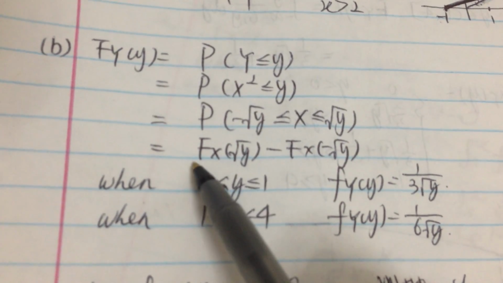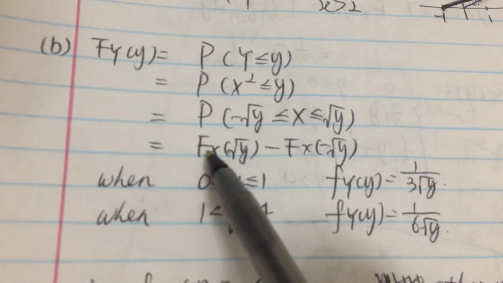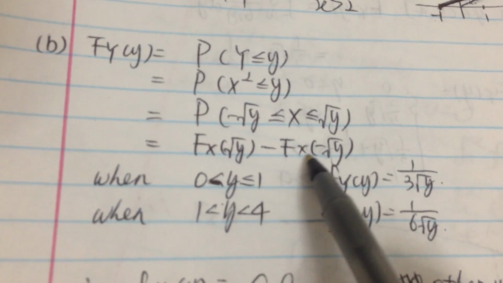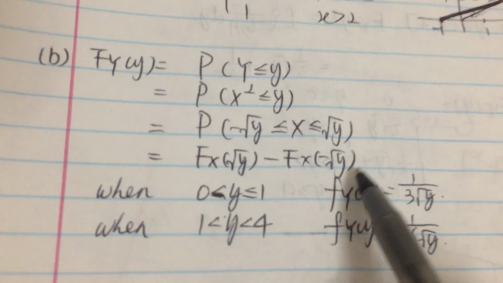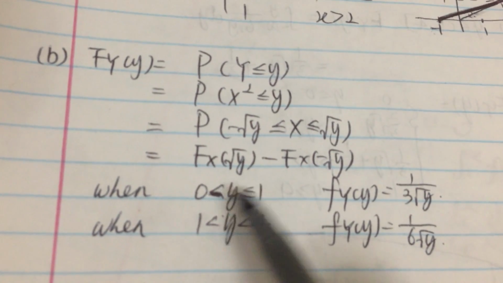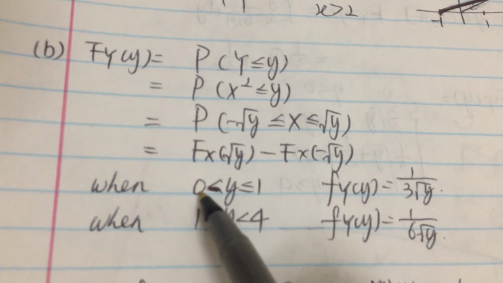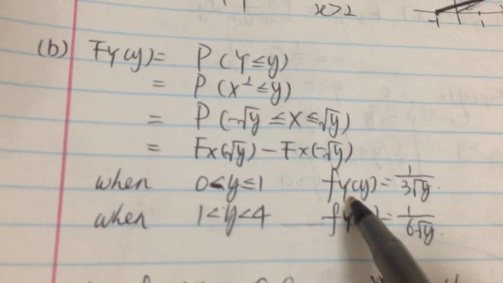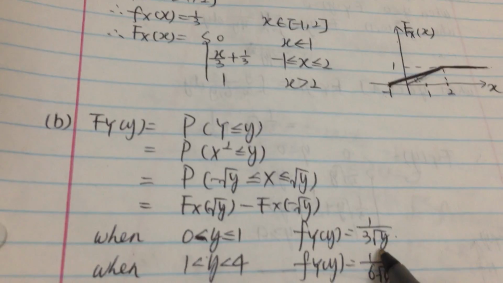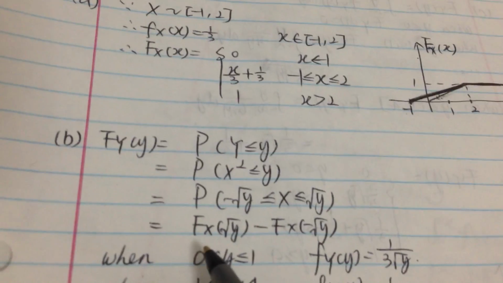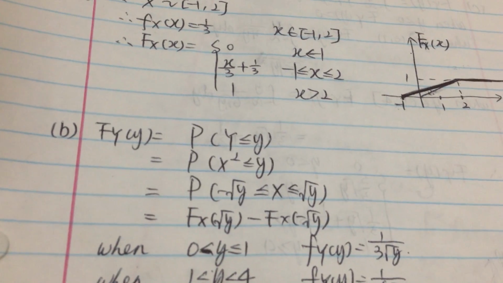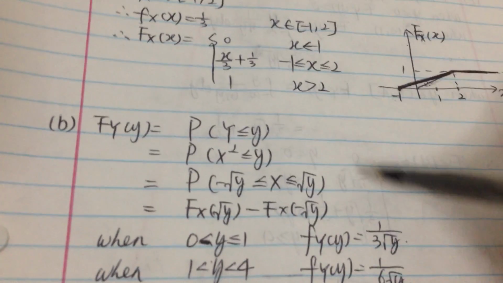In terms of the distribution function, we know that the distribution function of y is the distribution function of x at root y minus the distribution function of x at minus root y. It should be like this. Obviously, when y is in the range from 0 to 1, the density function of y should be this one. We just need to use the result in the first question, so we could get this.